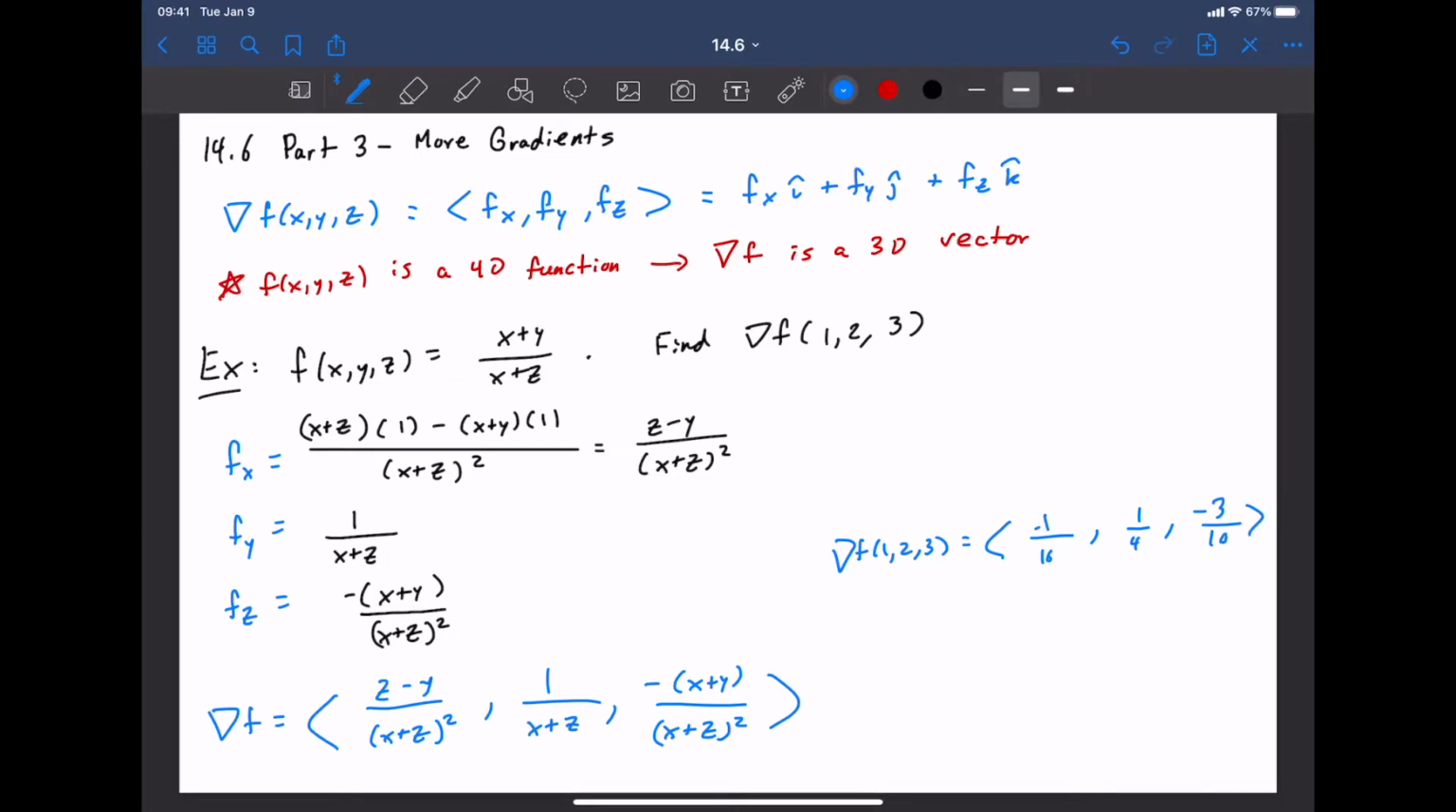Just change that to a 1. That looks bad. 1/16, 1/4, negative 3 also looks bad. 16ths. That would be the direction I would move in that three-dimensional space in order to get away from the solar flare, or whatever quantity I want to change. That's the direction I would move to change it the fastest.